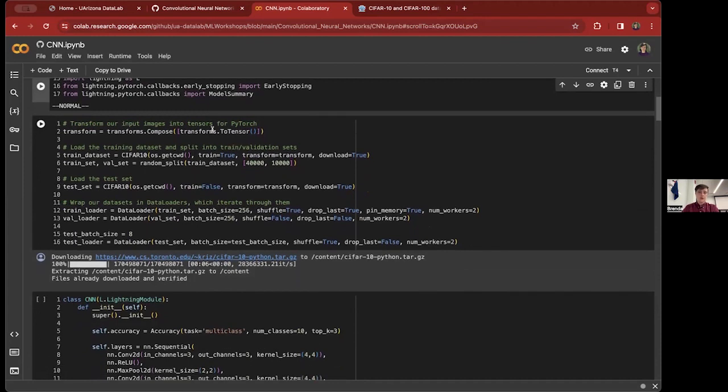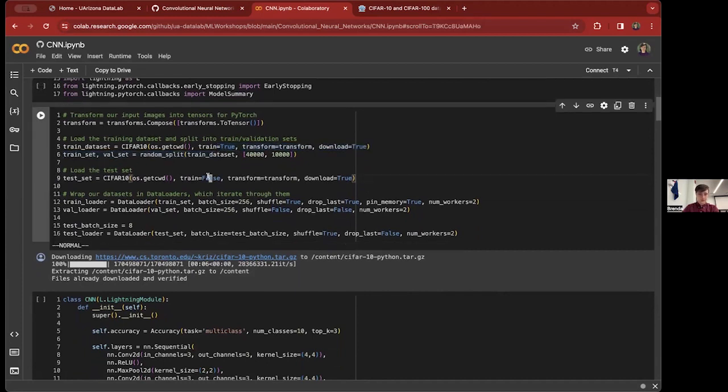So the first thing we just need to do here is download the CIFAR-10 dataset, and they have this very nice function where you just tell it, I would like you to download this into my current working directory. You tell it to download the train or the test split, so train equals true or train equals false.